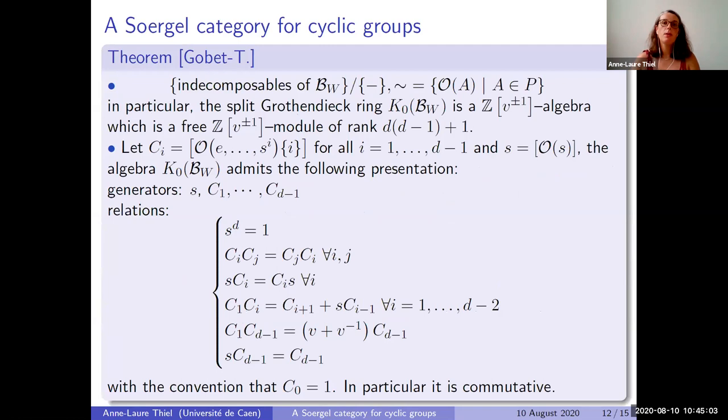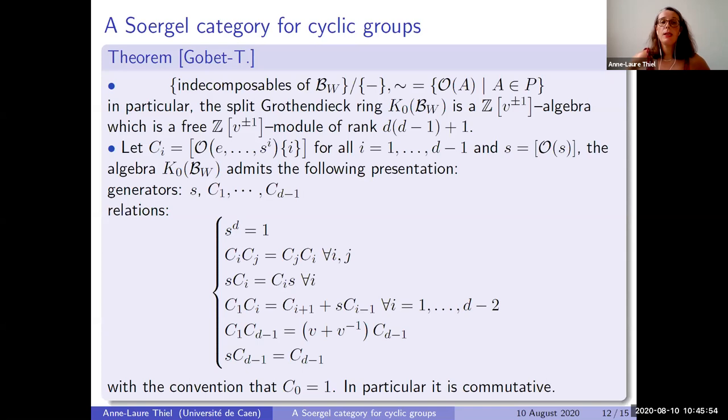So with all this said, we are able to understand exactly what the indecomposable objects of the category are, and they are exactly parametrized by these cyclically connected subsets of W. And there is this ring of regular functions with support on the cyclically connected subset. So since we know how many there are, it allows us to say that the Grothendieck ring, as a module over Laurent polynomials in one variable with integer coefficients, is free and of rank the number of cyclically connected subsets, which was d minus 1 plus 1.